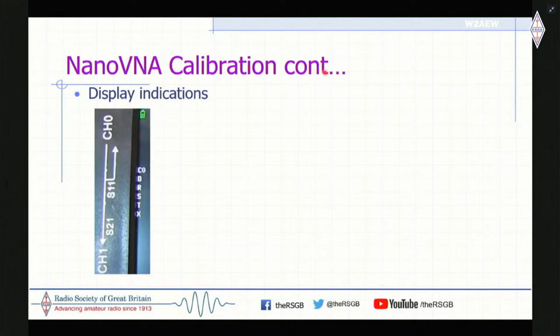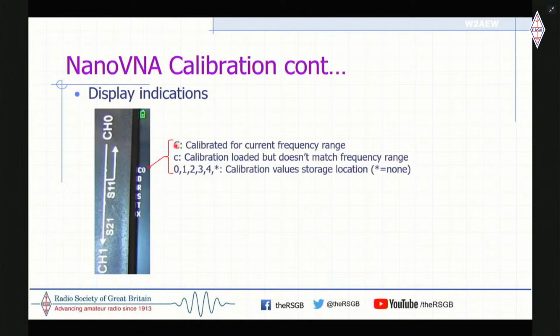So let's take a look at the calibration. The way to understand whether your unit is calibrated or not over the range you're measuring is these indicators on the left-hand edge of the display. The capital C right here means that we're calibrated for the current frequency range that I've defined for the instrument, and you're good to go. If it's a small letter c, a non-capitalized letter c, that means you've run a calibration over the frequency range, but not exactly at the same measurement points.